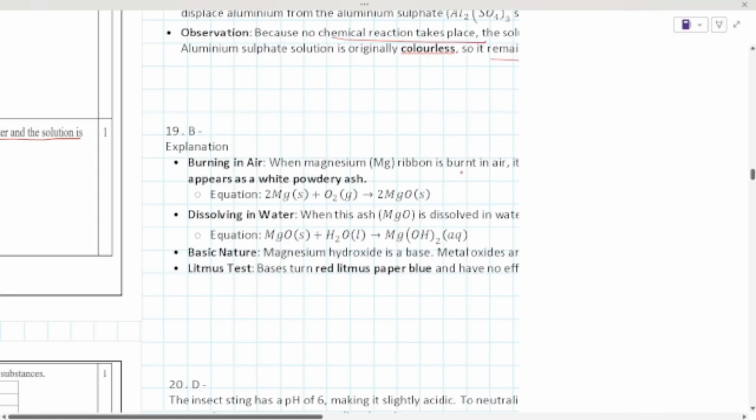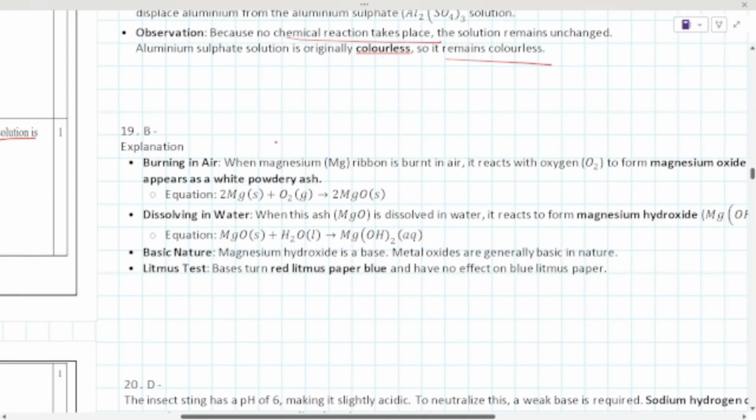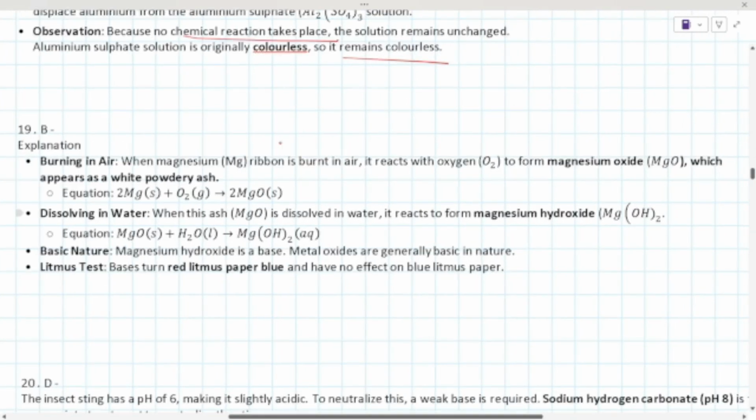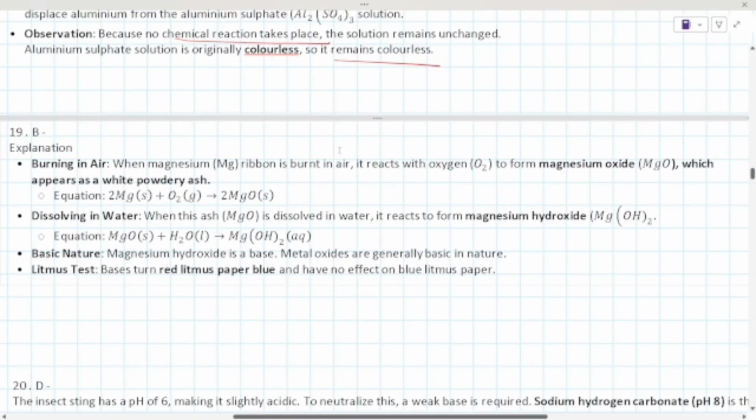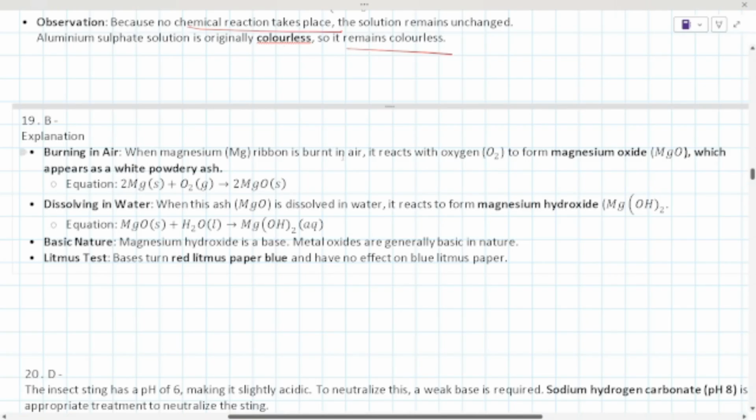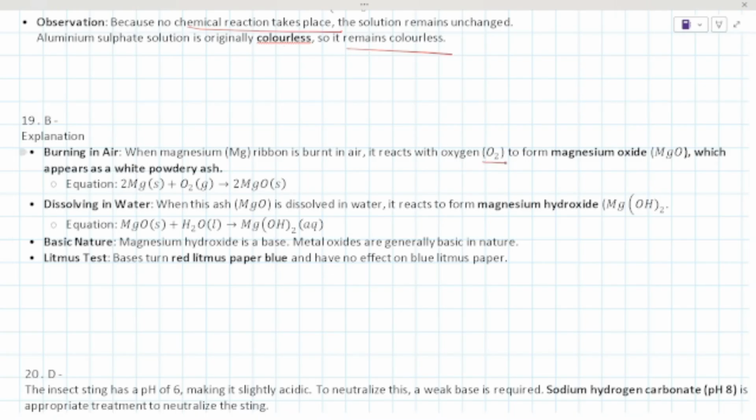Yes, we are correct. It's B. So burning in air: when magnesium (Mg) ribbon burns in air, it reacts with oxygen and forms magnesium oxide. After reacting with oxygen, it will form magnesium oxide, which appears as a white powder. As you can see here in the example, the equation also.